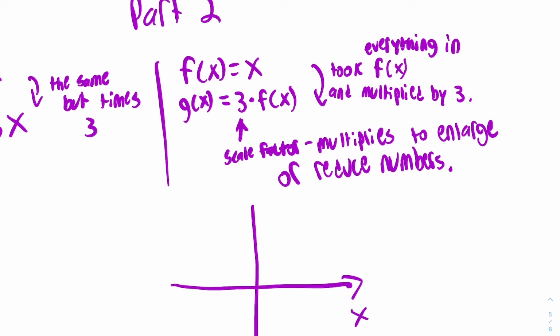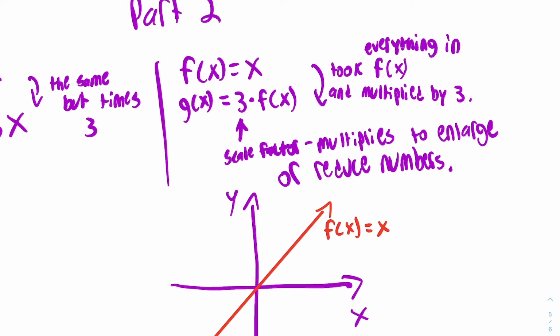We have the x-axis, we have the y-axis. It's going to be a really simple graph. We're going to make one line for f. F is the parent. This is just f of x equals x. Then the new function is g, which is going to be 3 times f of x.